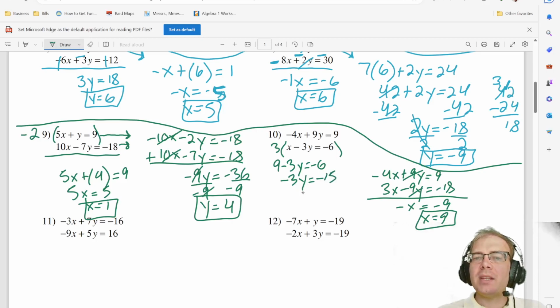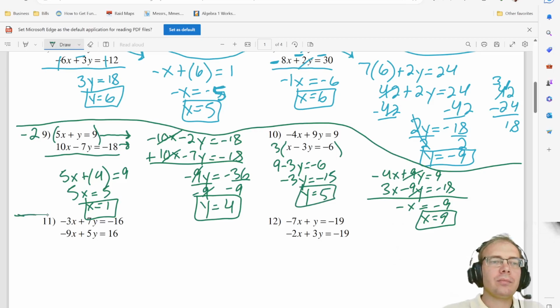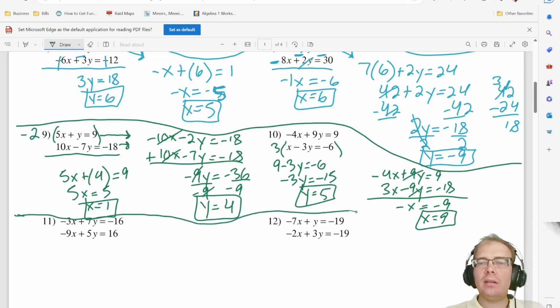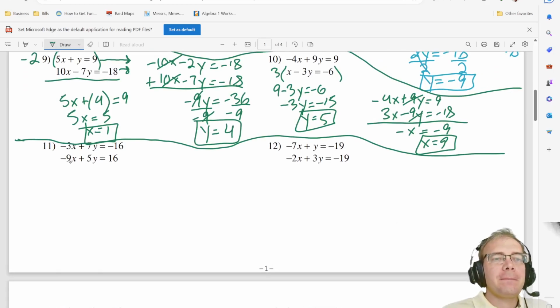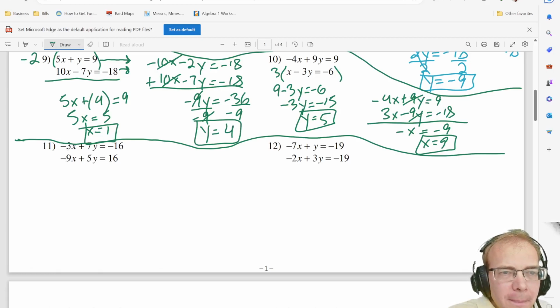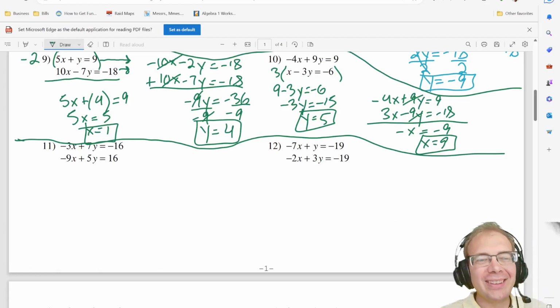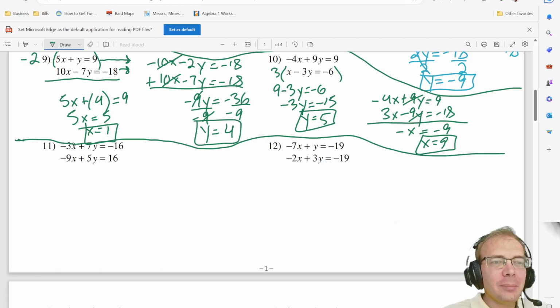And then divide both sides by negative 3. And there we go. All right. Last two for today. Here we go. I think that's a 7. If it's not, let me know. But I think that's a 7.